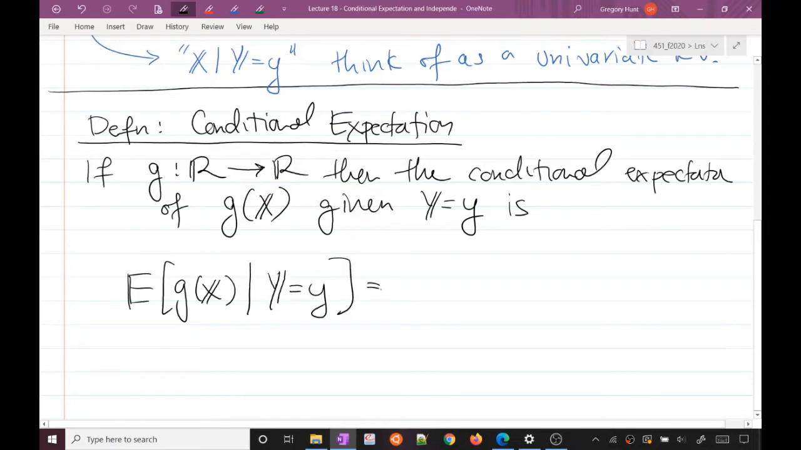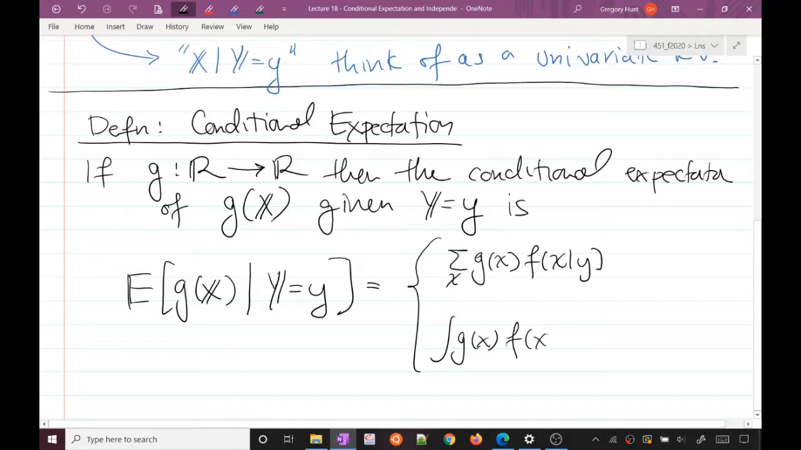This is defined, of course, we have two cases, discrete and continuous. In the discrete case, it would be the sum over x of g of x, f of x bar y, and in the continuous case, it would be the integral of g of x, f of x bar y, dx. So this is discrete, and this is the continuous.